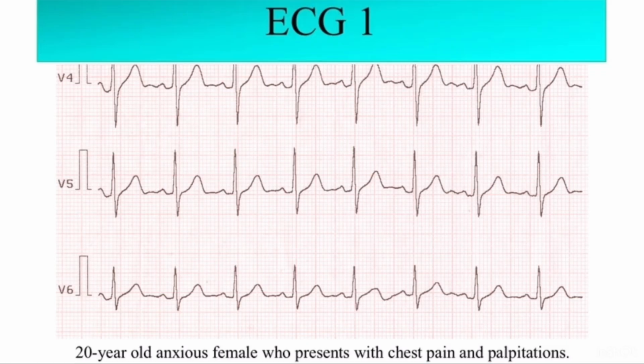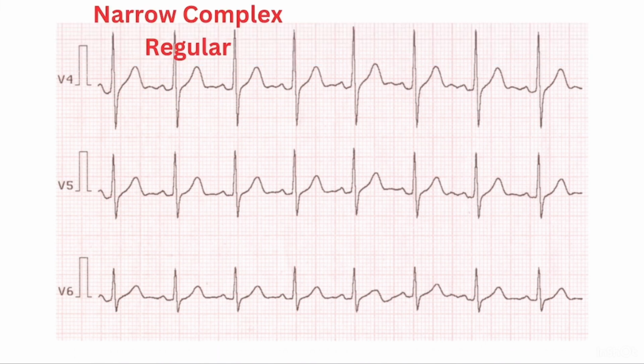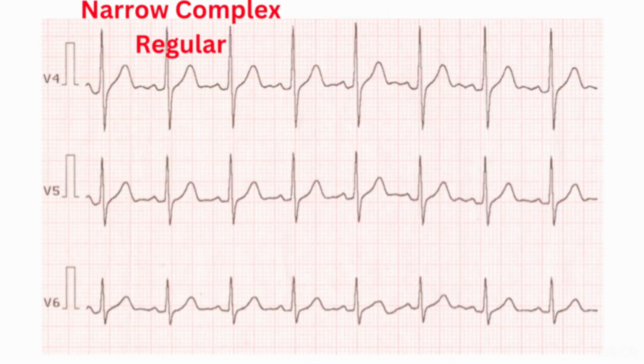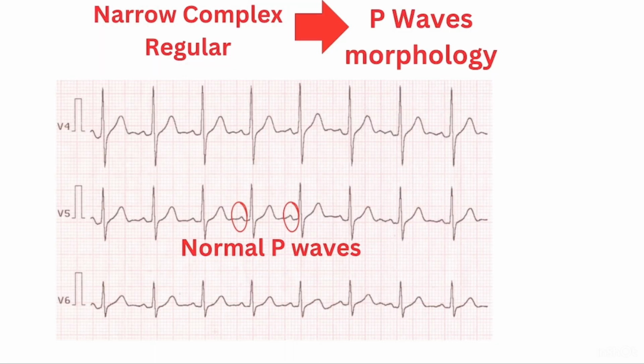Case 1. 20-year-old female with anxiety, chest pain, and palpitations. Step 1. This is a narrow complex tachycardia as QRS is less than 120 milliseconds. Step 2. The rhythm is regular. Take 5 seconds to examine the EKG. No pressure. You've got this. Look at P wave morphology.